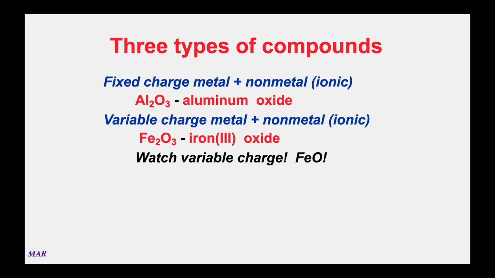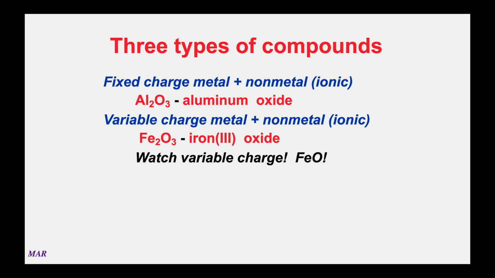There's also variable charge metal and nonmetal. These are also ionic bonding, but with these you do want to use a Roman numeral. You don't need a Roman numeral with the fixed charge metals because everybody knows, or at least the hip chemist knows, aluminum's +3 and oxygen's -2. But with the variable charge metals, if you just said iron oxide, you might go back and pick out FeO instead of Fe2O3, and there's actually several other possibilities. And you've got to know which one to use. So Fe2O3 is iron 3 oxide.